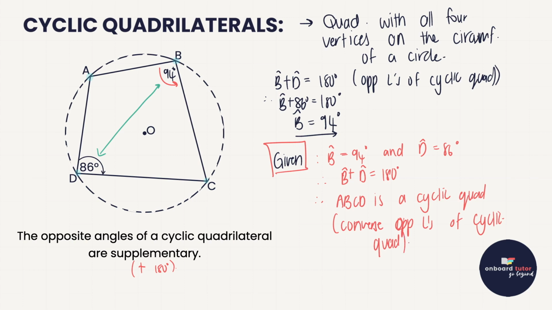Okay, so the question could either say, if they give us this and this is a cyclic quad, then they could say determine the size of angle B, then we just use opposite angles. Or they would say show that ABCD is a cyclic quad, or prove, or whatever, with reasons. Then we would take the information that they gave us, we would show that the opposite angles are supplementary, and then conclude, therefore, ABCD is a cyclic quad.